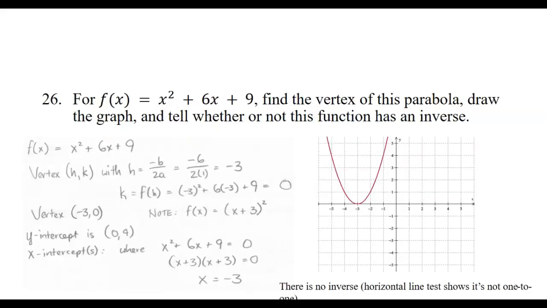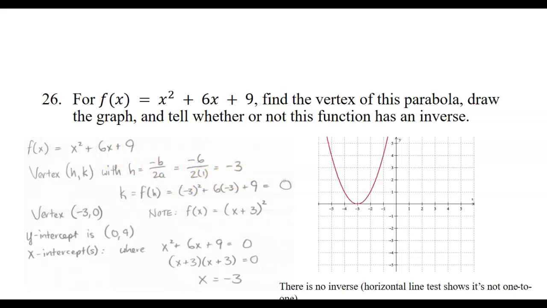Number 26, for f of x equals x squared plus 6x plus 9, first thing it asks us to do is find the vertex of this parabola. Well, we can do that by, well, the x coordinate of the vertex is -b over 2a. Here that would be -6 divided by 2 times 1, which is -3.